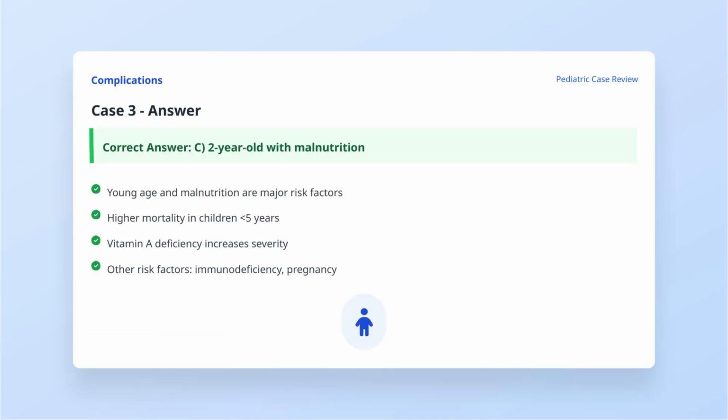A 2-year-old with malnutrition. Young age, particularly under 5 years, and malnutrition are major risk factors for severe measles complications and mortality. Malnourished children often have concurrent vitamin A deficiency, which further increases disease severity. Children with previous vaccination who develop breakthrough measles typically experience milder disease. While respiratory conditions like asthma may increase complication risk, the combination of young age and malnutrition presents the highest risk profile.